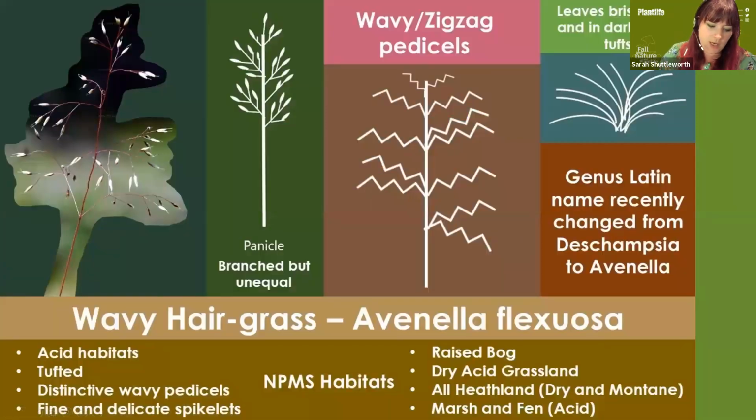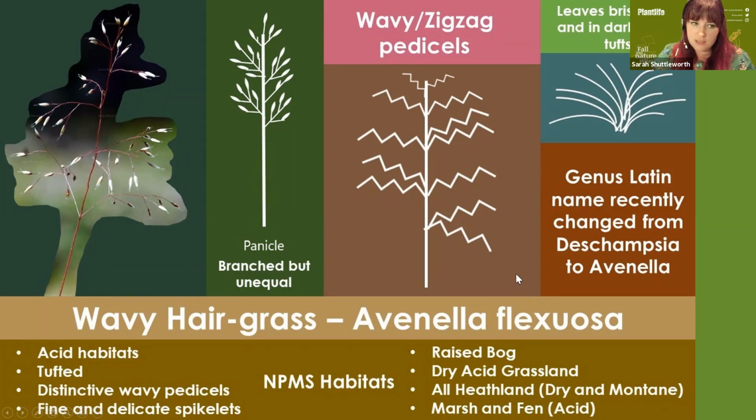So the first one that we're going to talk about is wavy hairgrass. This is the grass species of this particular habitat we're going to talk about. And this one is really distinctive because of its wavy pedicels. Pedicel is the name of the stalk that comes along here that bears the spikelets at the end. When you look at it, it actually looks like it's gone through the 1980s and been crimped, like one of those hair crimpers.